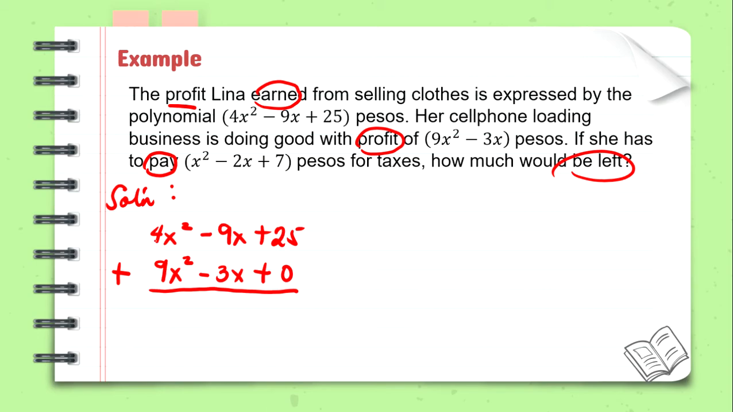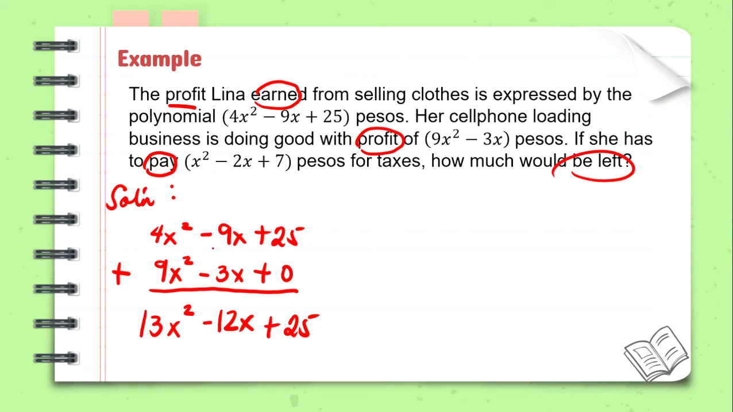4 plus 9, that is 13. Bring down the like term, which is x squared. Negative 9x plus negative 3x, that is negative 12x. And then 25 plus 0, of course, it's 25. So this is the total earning of Lena from her businesses, from selling clothes and her cell phone loading business.